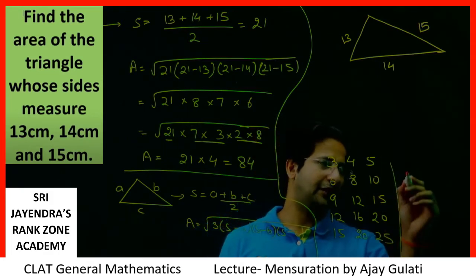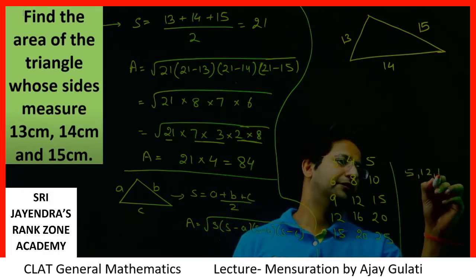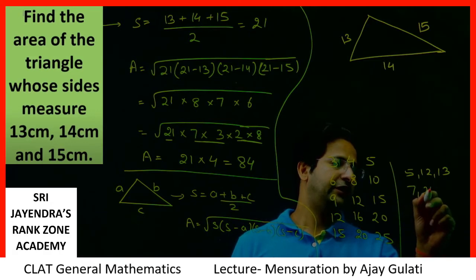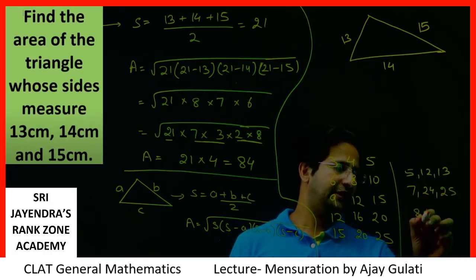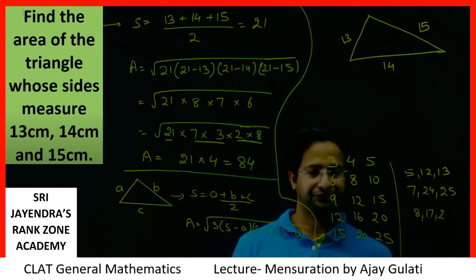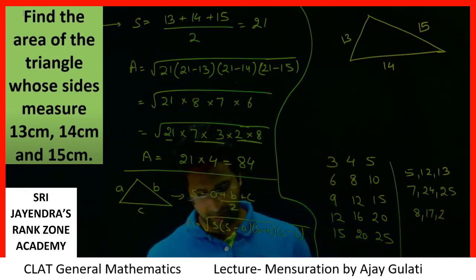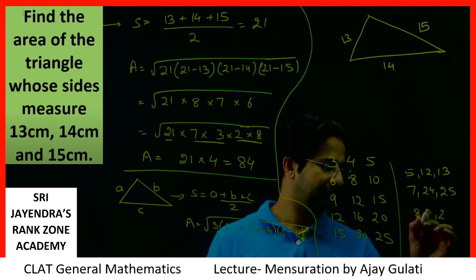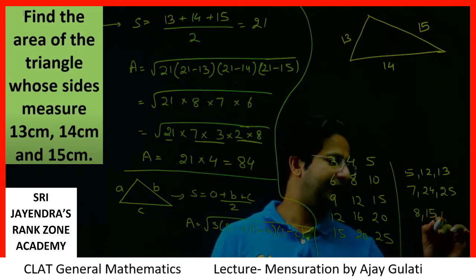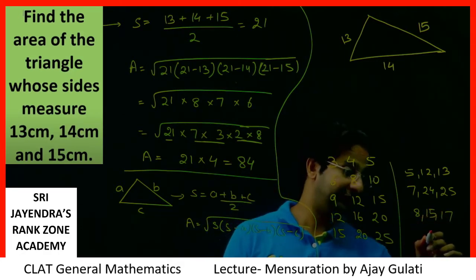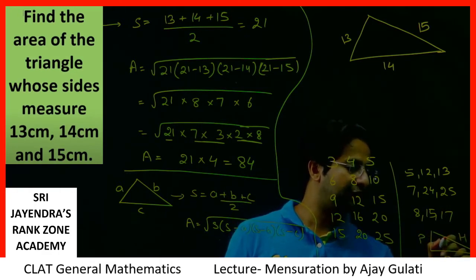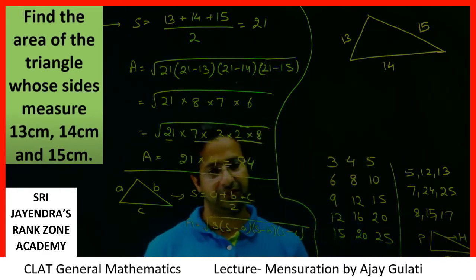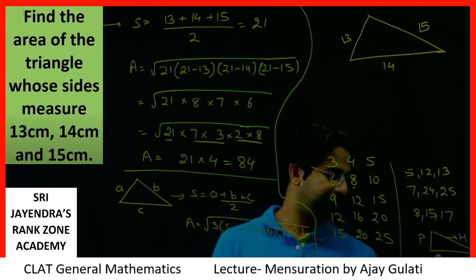Some more triplets are 5, 12, 13; 7, 24, 25; 8, 15, 17. Okay. The last side which I am writing is the hypotenuse in the right angle triangle, like this. If this is perpendicular, this is base, this is the hypotenuse, this will always be greatest. Okay. P, B and H.